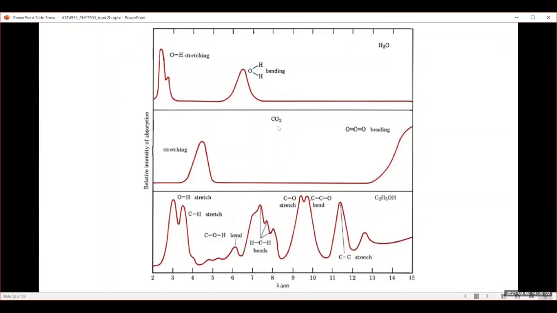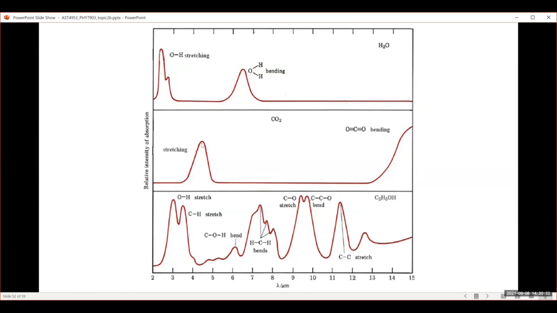So this was the image we had at the very beginning of our video. I've got water, carbon dioxide, and ethanol. And you can see here, water, you've got OH stretching and OH bending, and that's giving you some features. These are all in the infrared. This is in microns, so this is around 2.5 microns. This is around 6 or 7, so that's those two.